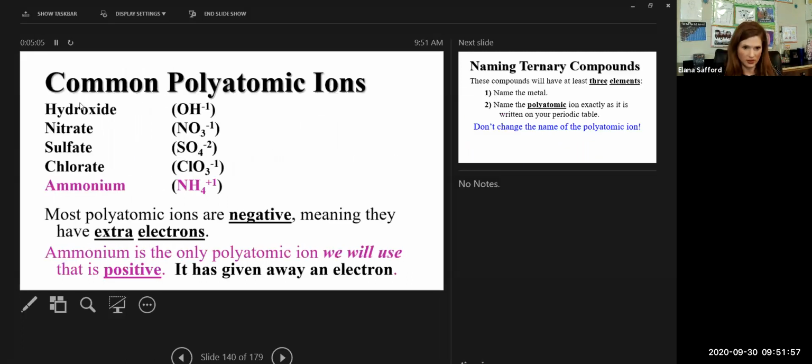If you notice, most polyatomic ions are negative. One exception that we need to know is ammonium, which has a charge of +1. Most of them have extra electrons, which is why they have that negative charge. Negative charge means they have more electrons, because electrons have negative charges. Ammonium is the only one that we will use that is positive, and it gives away an electron.